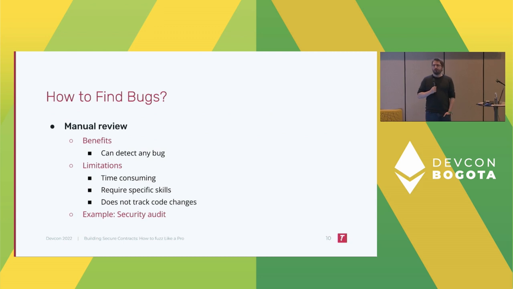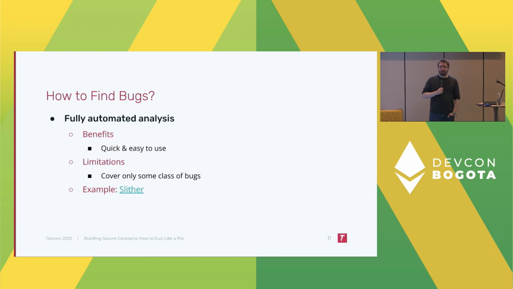The second technique that you can use is manual review. You can go line by line and try to understand what the code is supposed to do, what it's actually doing, and whether there is a difference between both. Doing manual review requires a specific set of skills. It's time consuming and kind of difficult to do. Usually, you're going to go through a security company to do a security assessment, to have people that have this specific set of skills.